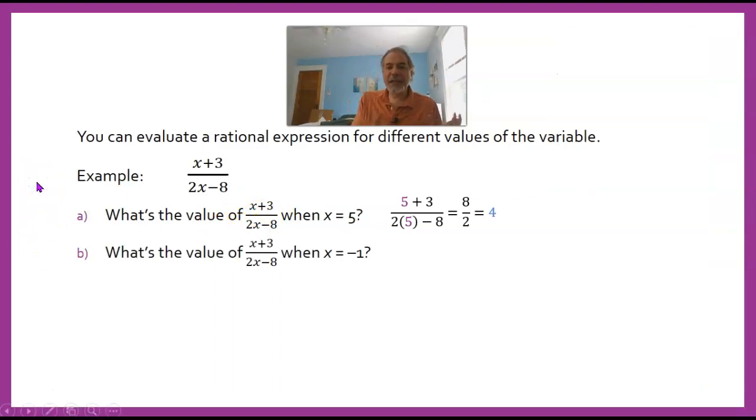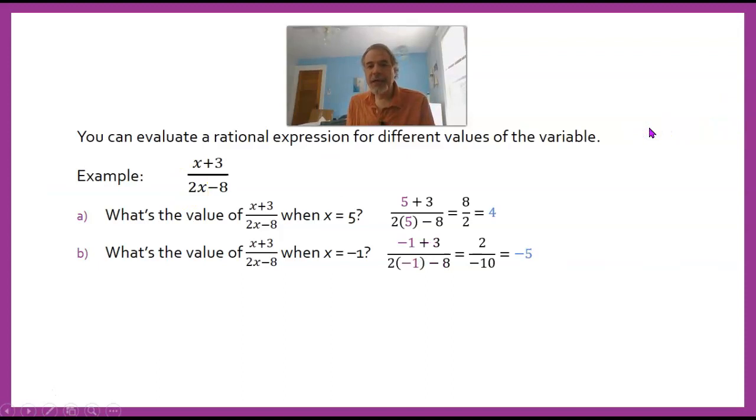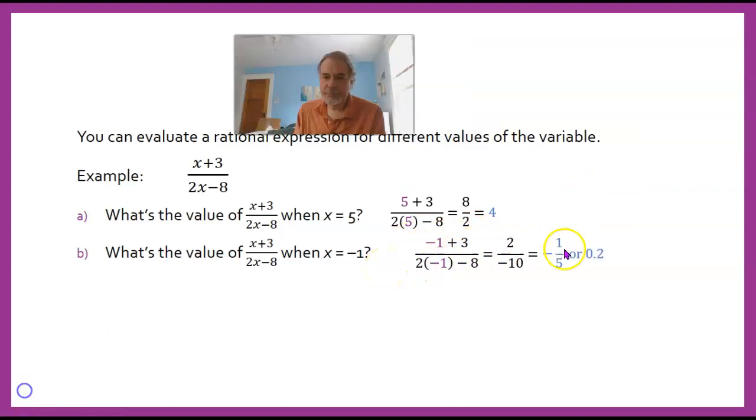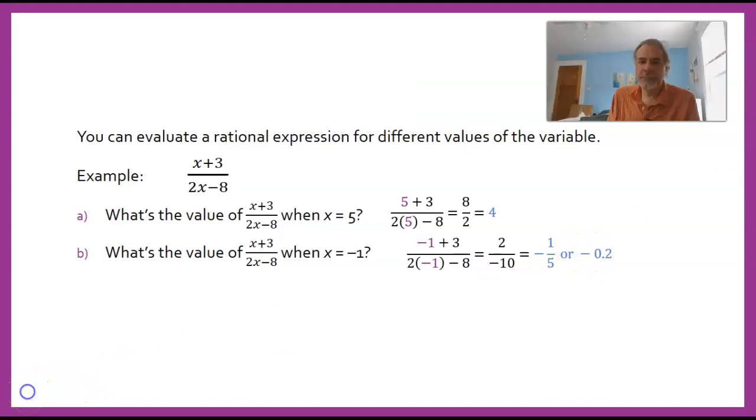Okay, let's try another one. That same expression, but this time when x is negative 1. Negative 1 plus 3 over 2 times negative 1 minus 8. The negative 1 plus 3 on top is 2. And the bottom is 2 times negative 1 minus 8, which is negative 10. A 2 divided by a negative 10, first of all, a positive divided by a negative comes out negative, so the answer is a negative number. And then 2 over 10, you could either write it in fractional form as 1/5 or in decimal form as 0.2. And it should be negative 0.2.